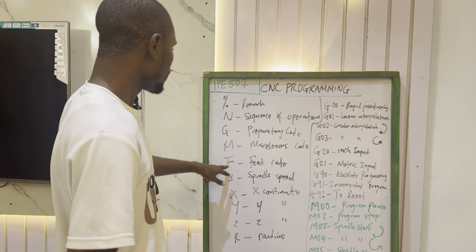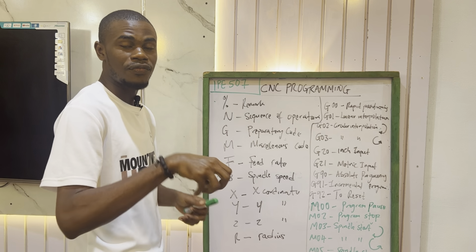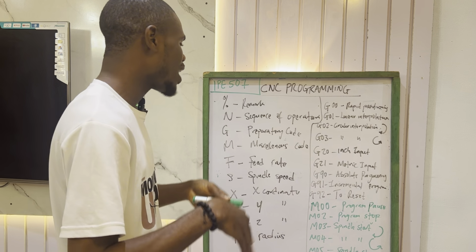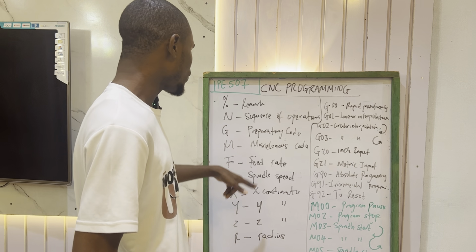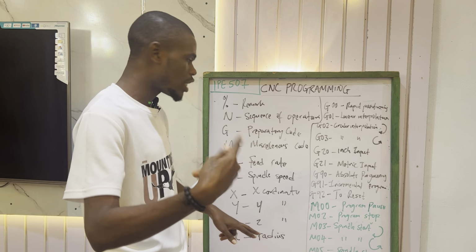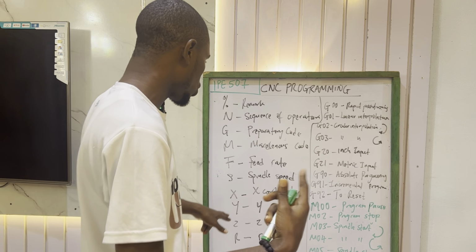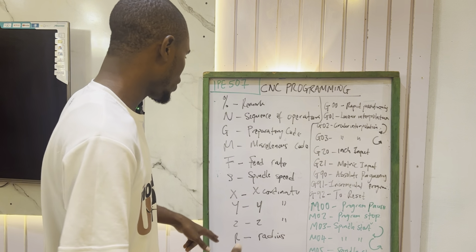Going forward, the next one is F. What does F symbolize? Feed rate. That is the rate at which we are feeding the machine, the rate at which we are either cutting, drilling, or milling. That's your feed rate. It takes the symbol F. While S is the spindle speed, as we know, the speed at which the spindle is turning. It is normally in revolutions. It can be 2,000 revolutions as the case may be.